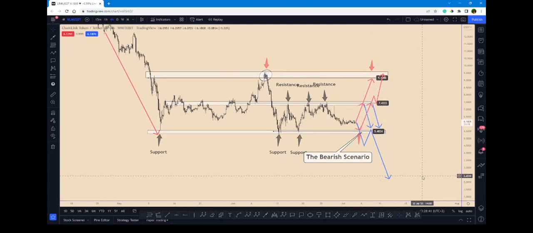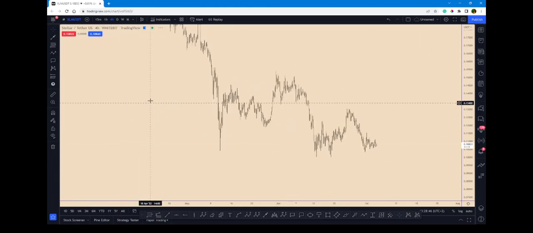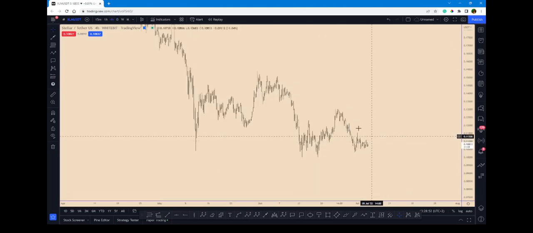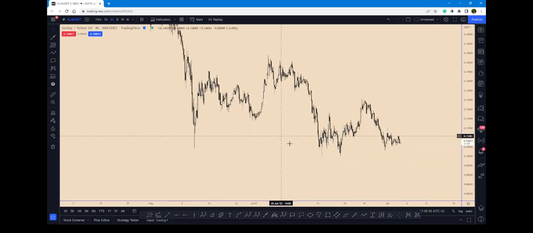I will explain also another scenario on Stellar. Look at how simple everything looks also on this chart. So we cannot see any big difference between Forex and the crypto market. We just need to position ourselves on the trade.